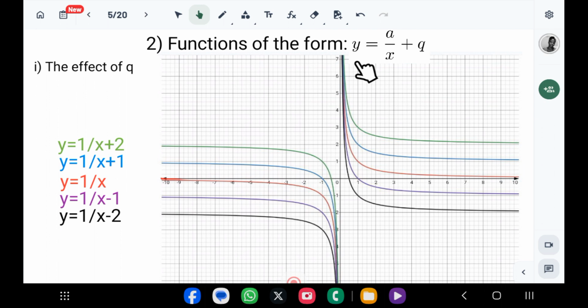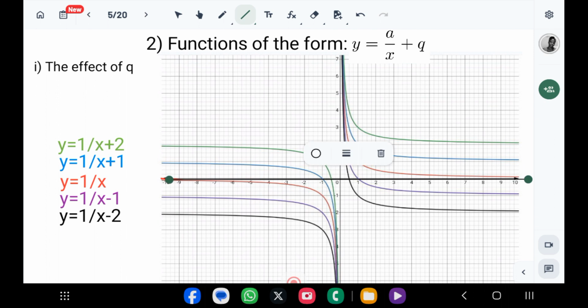Now let's look at functions of the form y equals a over x plus q. And we're going to look at the effect of q. We know already that the effect of q is such that you're shifting it up and down. This is the graph of a hyperbola shifted up and down. Now when y equals 1 over x, that means your q equals 0. That means you haven't shifted it about the x or y axis in any way. It's not shifted. Now you've got your reference line. Your reference line will be right in the middle at y equals 0.